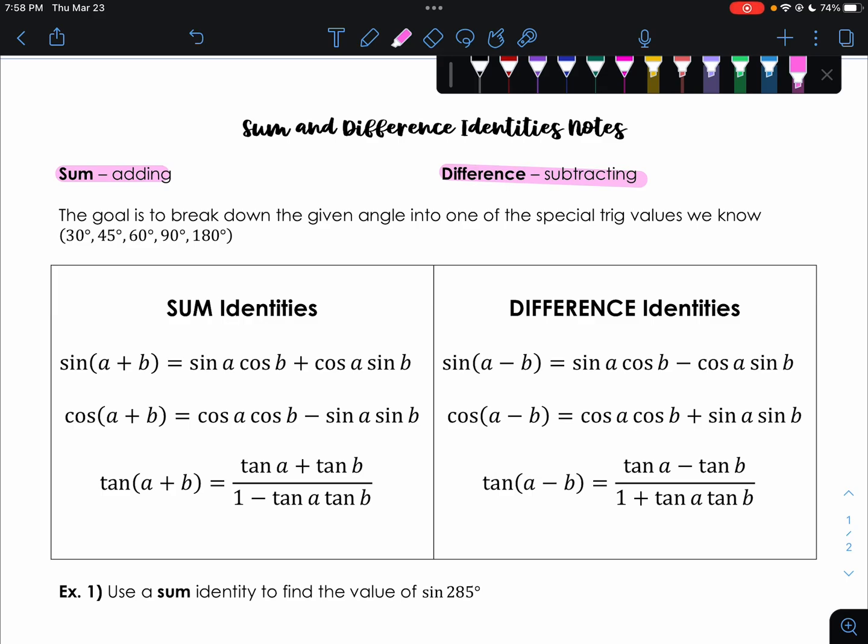So we have some sum identities, we have some difference identities. Each one has a sine, cosine, and tangent. You do need to be careful because some of these identities are very similar and you don't want to accidentally use the wrong angle. So here we go.